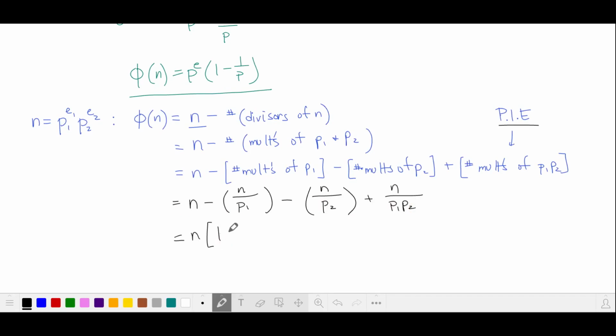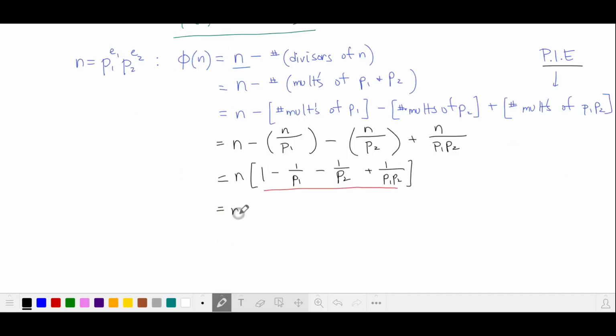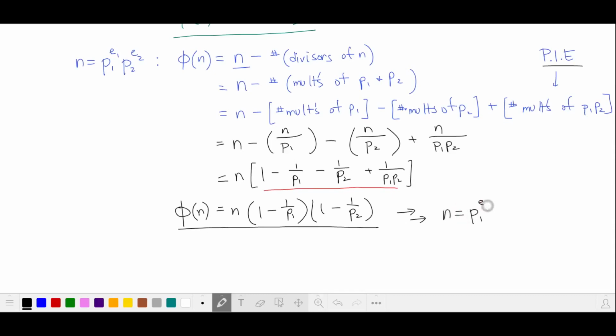We can factor out n, and this part inside the brackets also factors. So this is our formula for the totient function when n is the product of the powers of two primes, and we have a similar formula for any number of primes. Let's return to the problem.